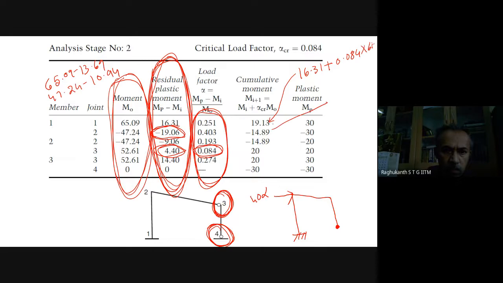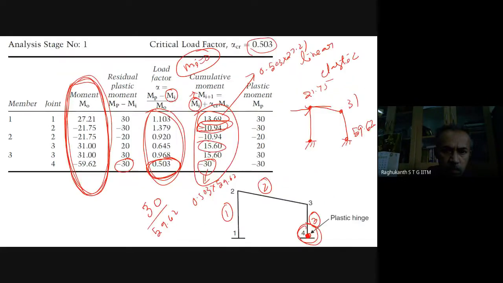Now this one, say this 14 point, this one will be my 19 point: 06 plus 0.084 into whatever the number you have. So if you multiply this, sorry, not 19 point. So the mi you have to take here is from the previous iteration, and then you calculate this one. So you will get 14.81. So this mi you have to take, that is 10.94 actual.